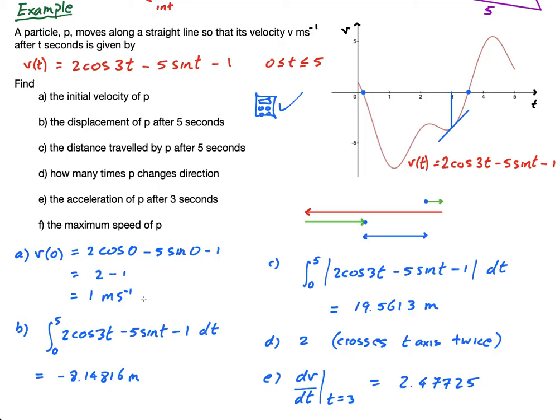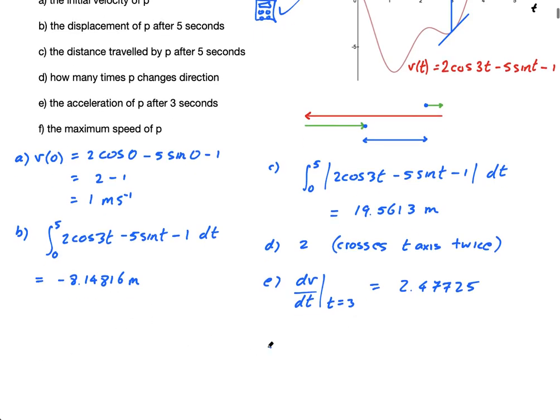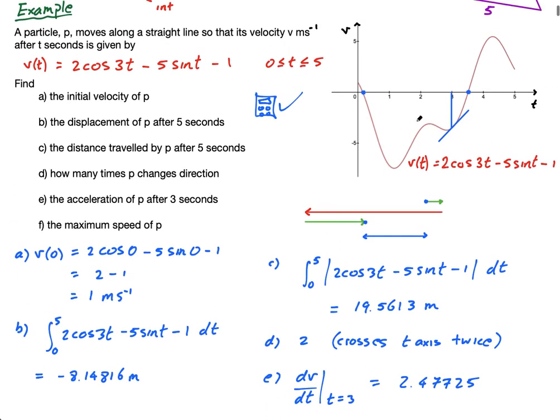Okay, final question. Find the maximum speed of p. So I've thrown in this question to make sure you understand the difference between velocity and speed. So let's just find it on the graph. Where is the maximum velocity? This is velocity and this is time. Where's the maximum velocity? Well, it's certainly here, at that point, somewhere over here. That would be the maximum velocity.